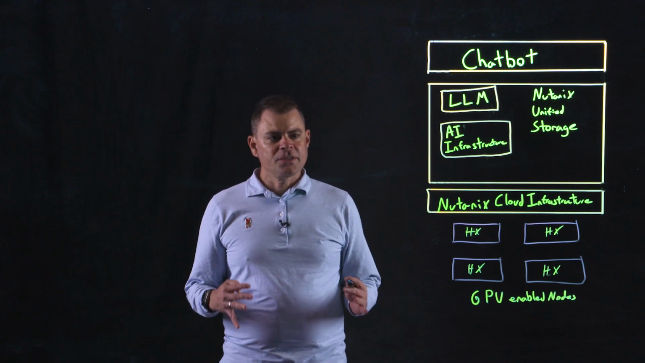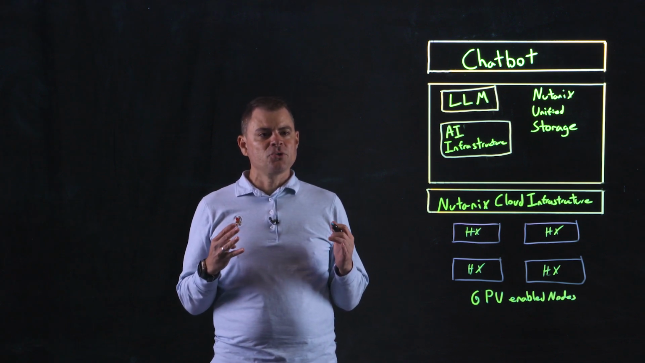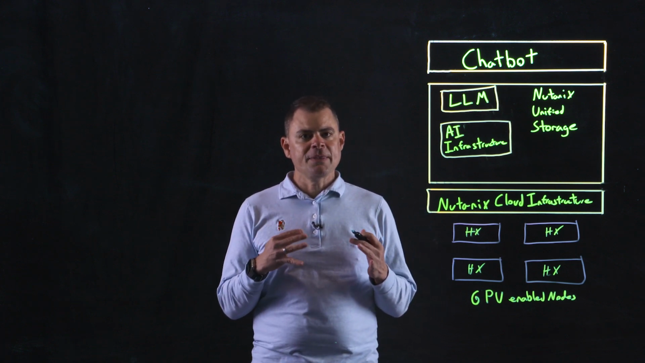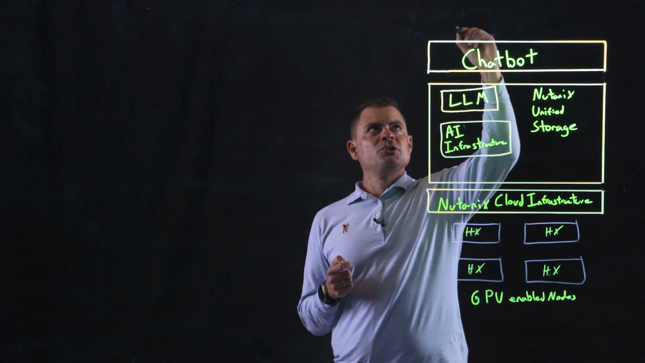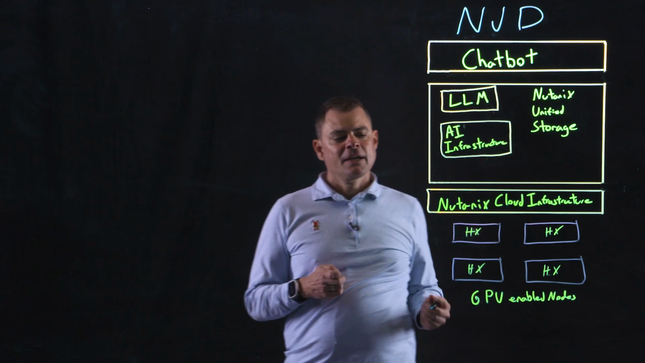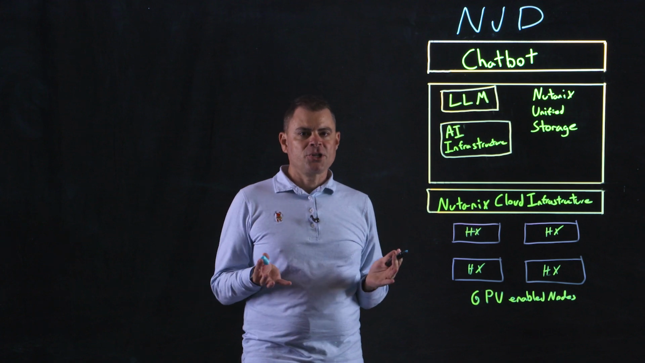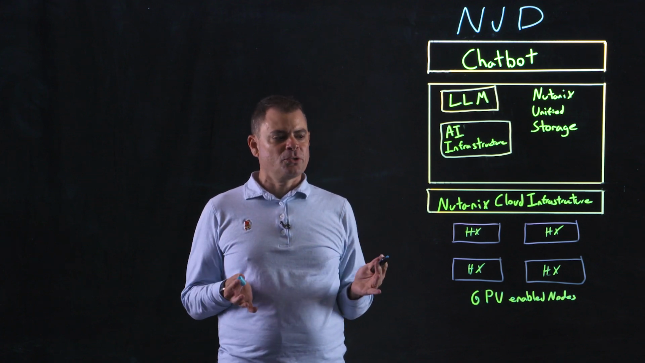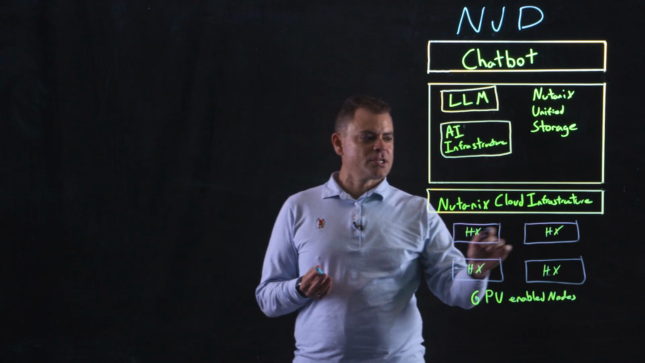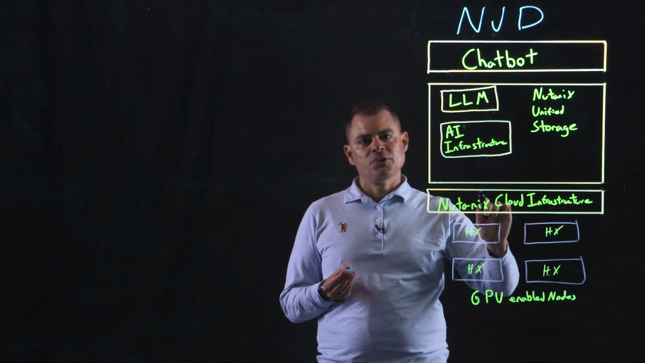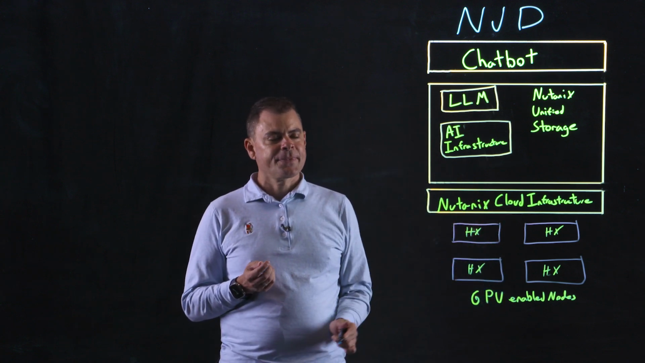Okay, now that you've seen the solution in action, how do you go about implementing this in your infrastructure? Well, we have made this very easy for you with a Nutanix Validated Design, or NVD. This is going to give you all the information you need to implement this. So first of all, there will be a bill of materials telling you which HX nodes you need to leverage that are GPU enabled to run your Nutanix cloud infrastructure on.